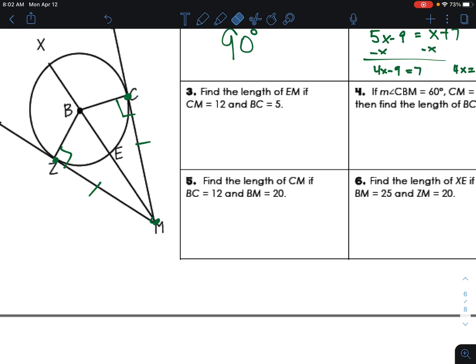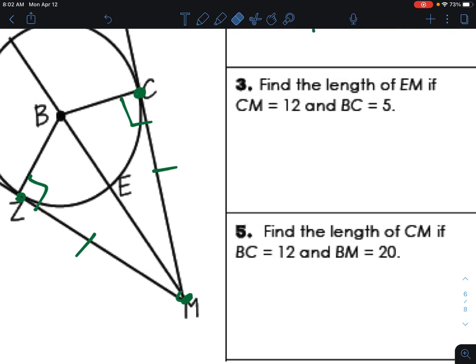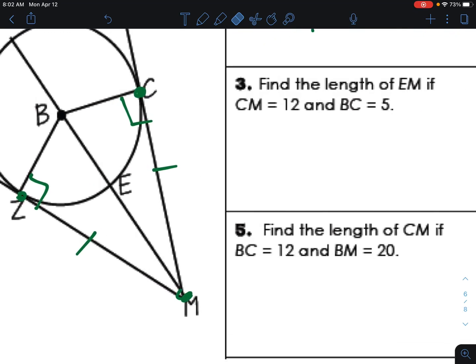Find the length of EM if CM is 12. Oh, I like this problem. All right. So we'll highlight, since we got lots of stuff going on. Find the length of EM, if CM is 12 and BC is 5. All right. Well, we have a right triangle. Okay, and I'm just going to draw it right here.